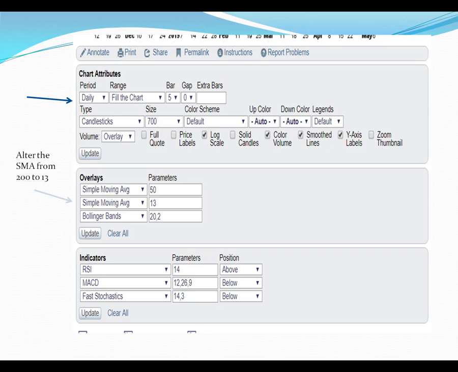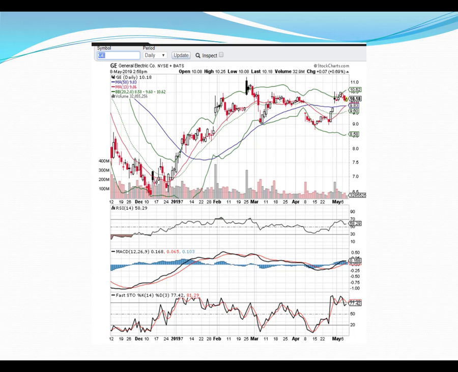Then, of course, we can do that by clicking on this box right here and editing that number to reflect 13, which is a very common number used by most technical analysts in the stock market. Then we click the Update button, and that changes our chart to look something like this. Once again, we have the moving average of 50-day in blue. Now the moving average of 13 days is in red, so we can see this red line. The Bollinger Bands are still represented in green.